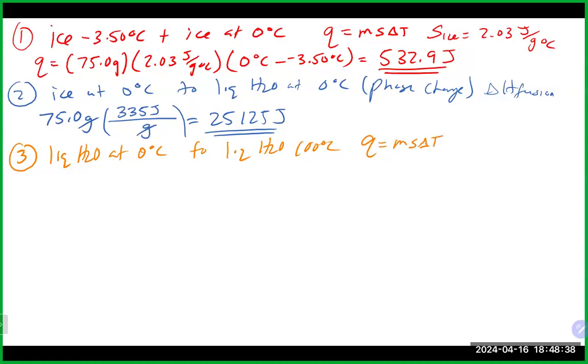So going back to our specific heat equation, our Q is going to equal 75 grams. We are now at liquid water, which means we can use the specific heat capacity for liquid water, which is our 4.184 number. So we'll use that.